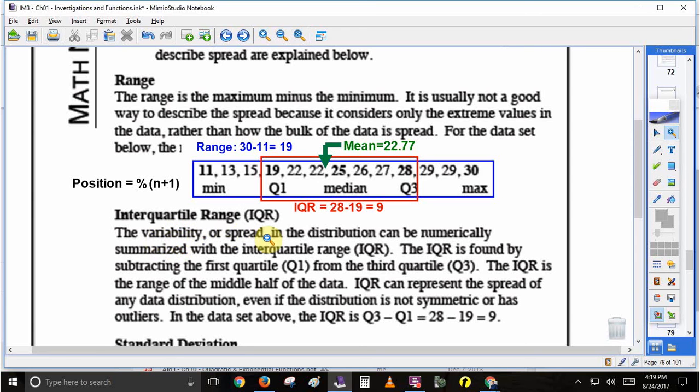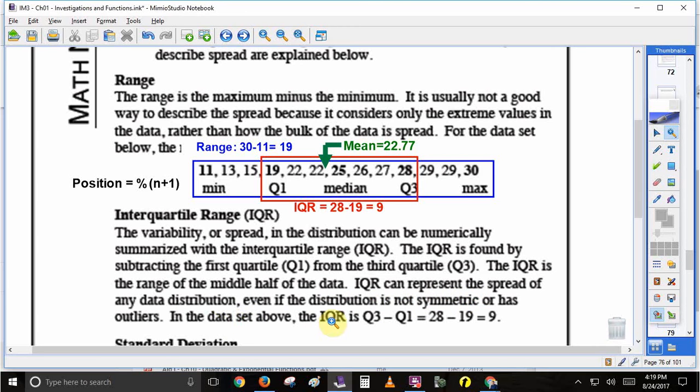So the variability or spread in the distribution can be numerically summarized with the interquartile range, or the IQR. The IQR is found by subtracting the first quartile from the third quartile. The IQR is the range of the middle half of the data. The IQR can represent the spread of any data distribution, even if the distribution is not symmetric or has outliers.